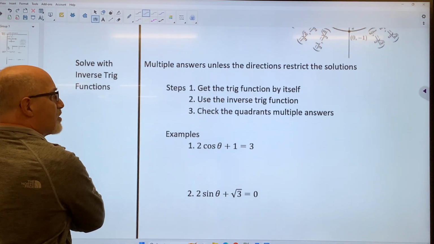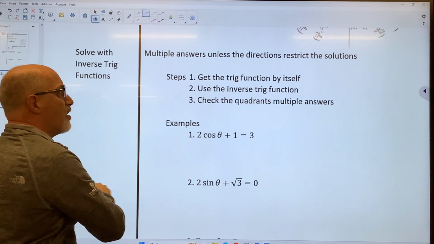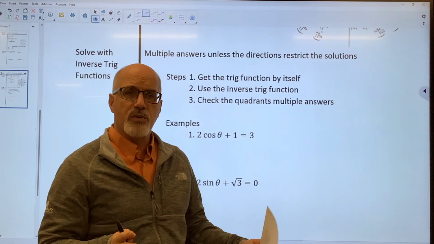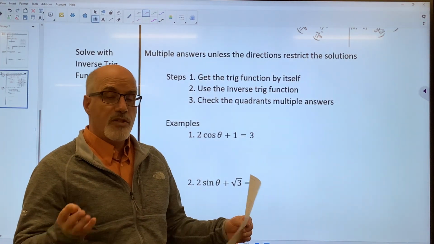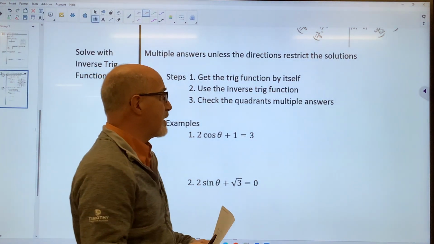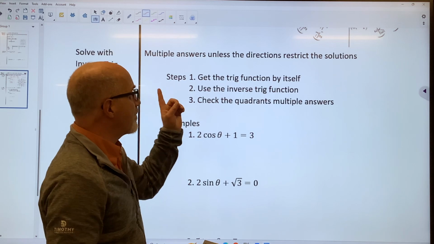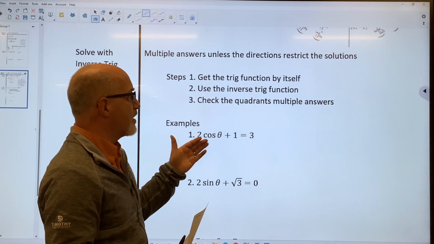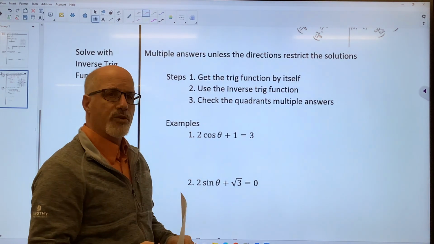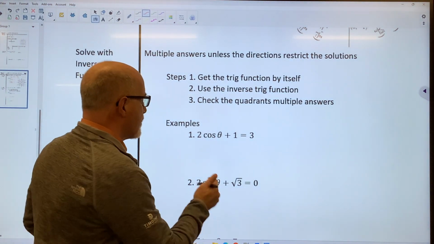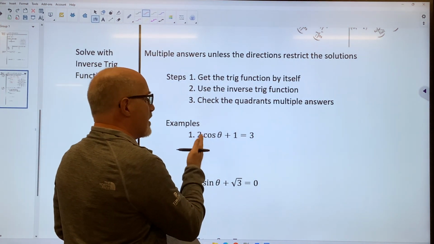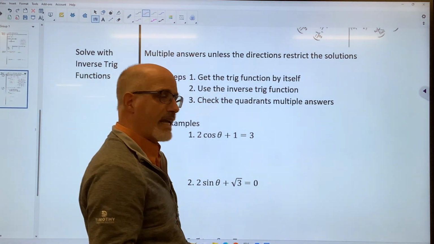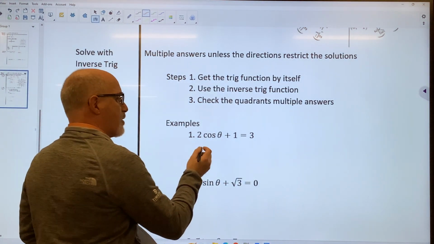Now let's do some solving problems. Solving, you're going to get multiple answers unless the directions restrict what your answers are going to be between 2 values or something like that. So the steps are, first of all, get the trig function by itself, then use the inverse trig function, and then check the quadrants for multiple answers. So I have to know when cosine and sine and tangent are positive and when they're negative, because I might get it in different quadrants.